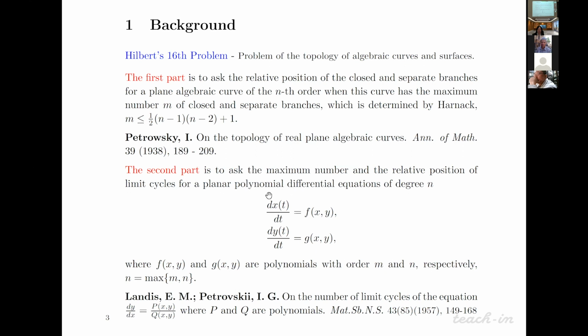There are 2 Chinese groups who gave 2 examples to show the quadratic system has 4 limit cycles. Okay, thank you very much. Other questions, please. Yes, thank you. Thank you very much.